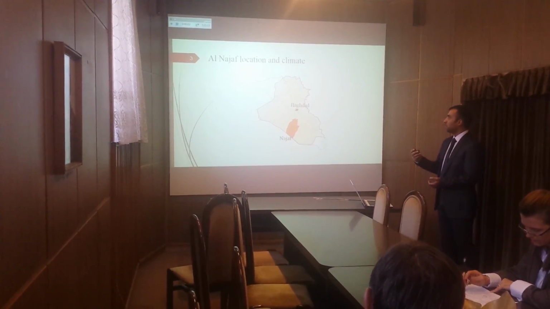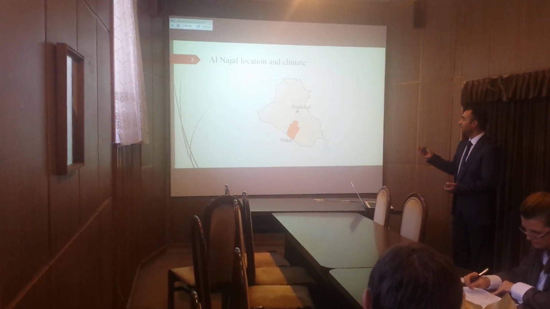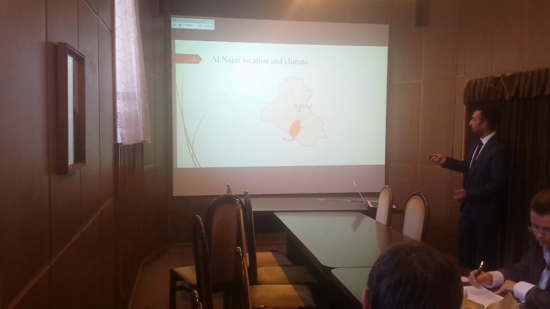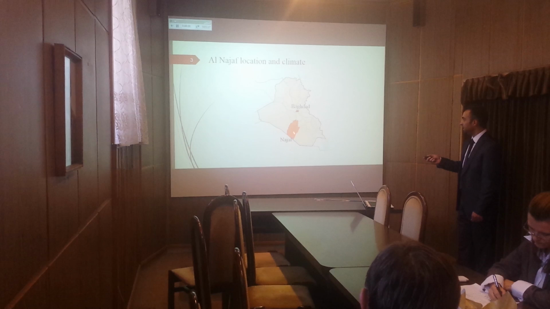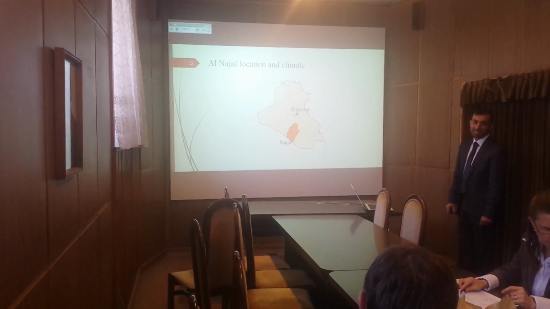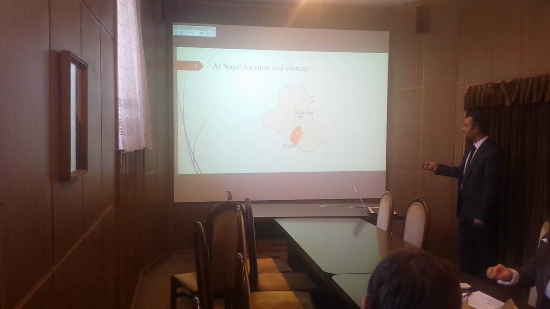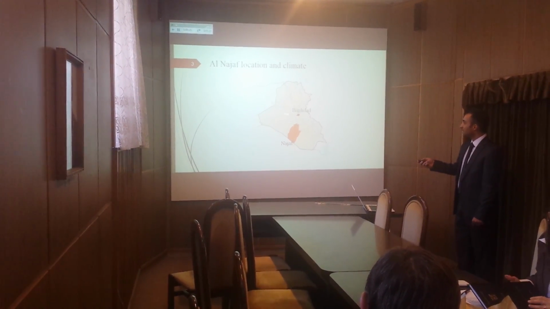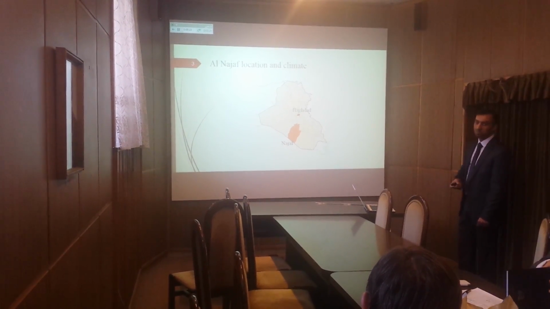I will briefly describe the location and climate in my city. My city name is An-Najaf. It is south of Baghdad by 160 kilometers. All these parts are desert area. I live there. This is the Euphrates and Tigris, you might know.